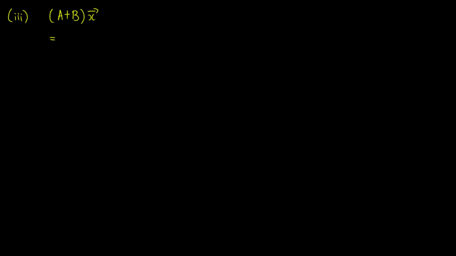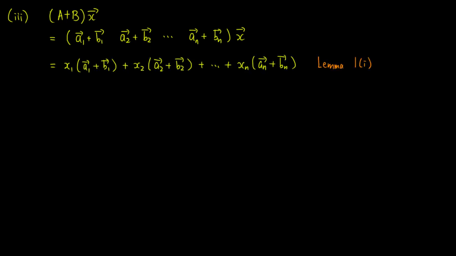For the third point, (A plus B) times x equals the matrix with columns a1 plus b1, a2 plus b2, up to an plus bn, times x. Using the first point of the first lemma, this equals x1 times (a1 plus b1) plus x2 times (a2 plus b2) plus all the way to xn times (an plus bn). We can expand the brackets to get x1 times a1 plus x1 times b1 plus x2 times a2 plus x2 times b2 plus all the way to xn times an plus xn times bn.